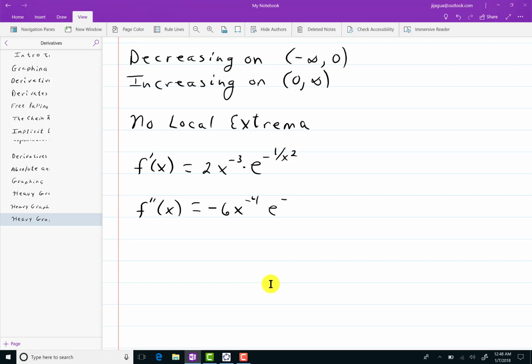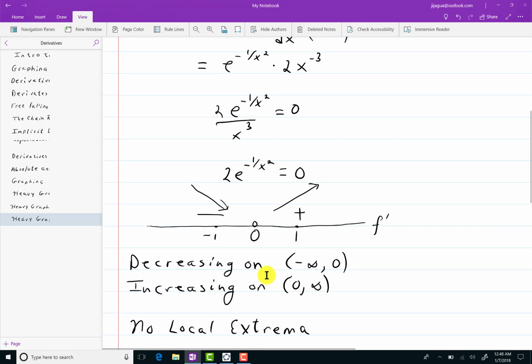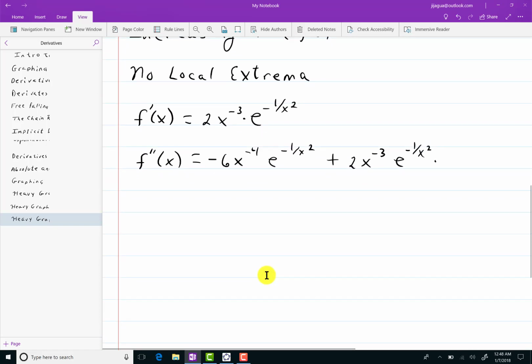e to the negative 1 over x squared plus, now leave this part alone, 2x to the negative 3, but take the derivative of this. And this part is what we started with. So that portion will give us e to the negative 1 over x squared times, I believe that was 2x to the negative 3. Yes, it was, 2x to the negative 3.